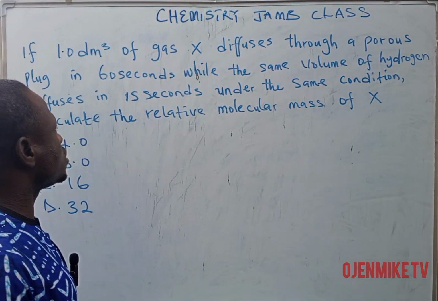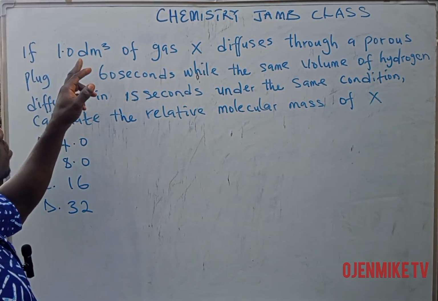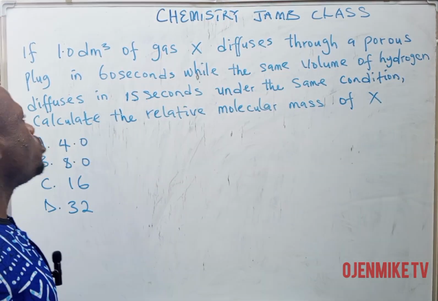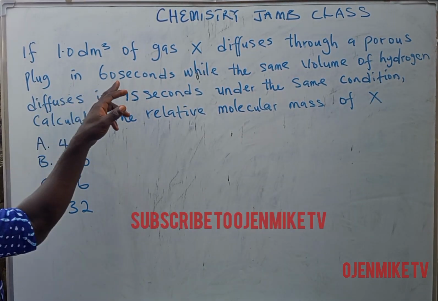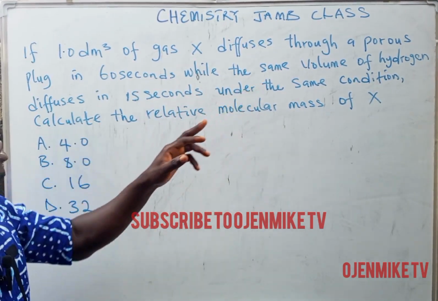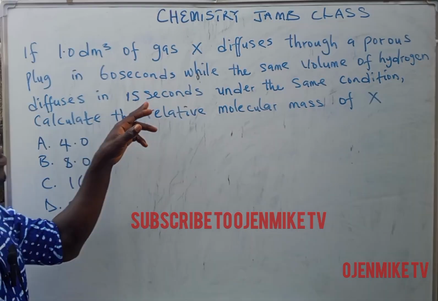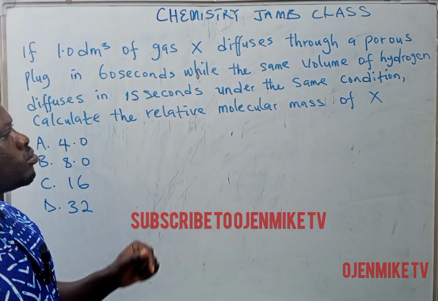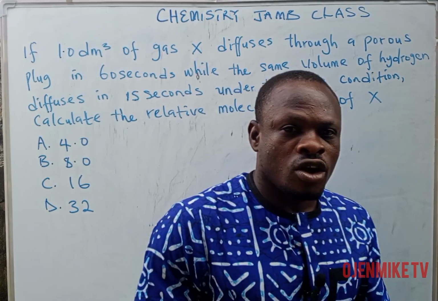Let's take a quick look at this question. If 1.0 dm cube of a gas S diffuses through a porous plug in 60 seconds, while the same volume of hydrogen diffuses in 15 seconds under the same condition, calculate the relative molecular mass of S.